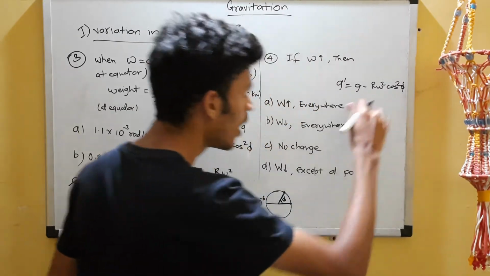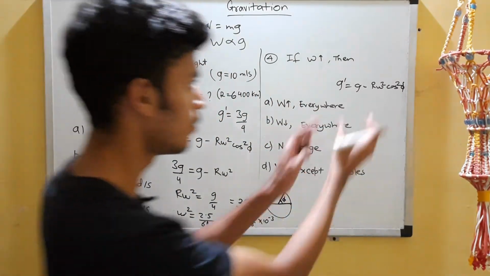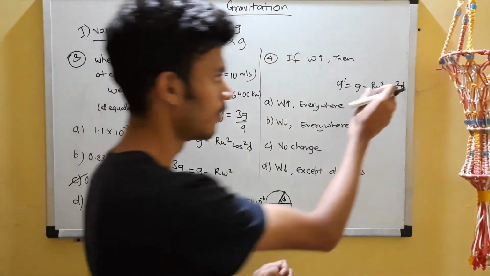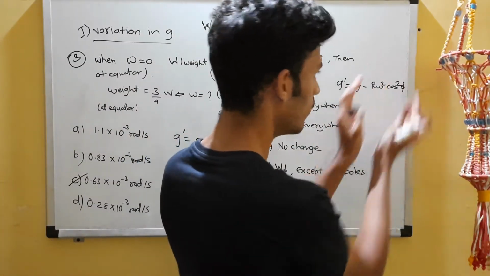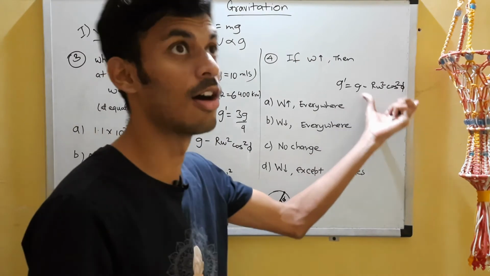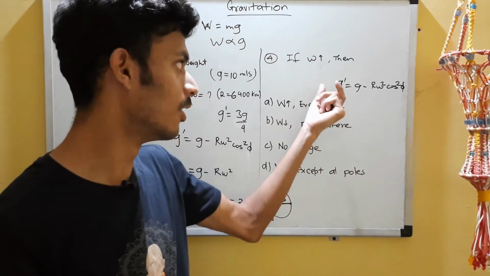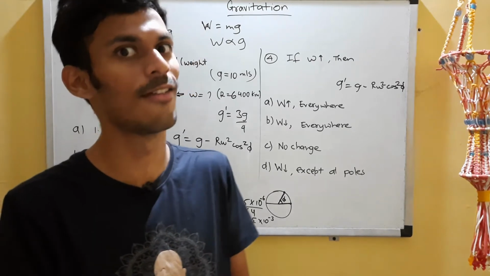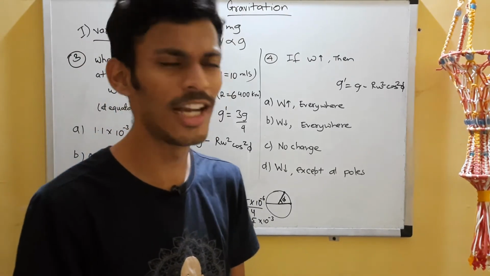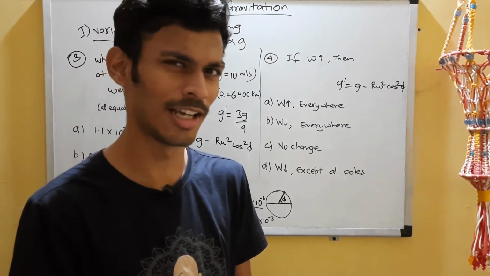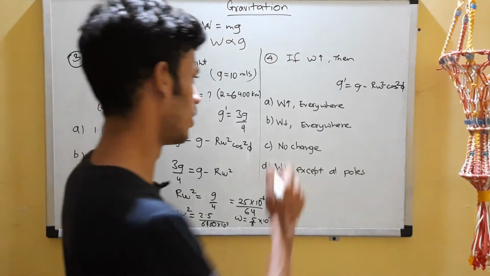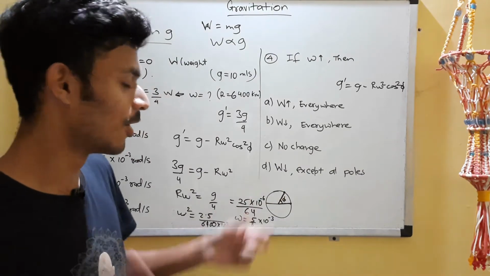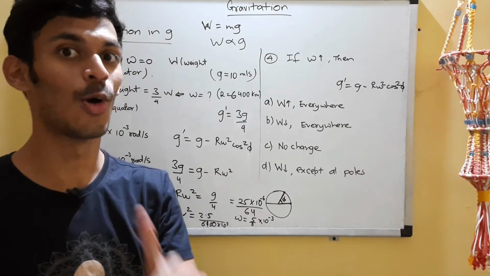So if omega increases over here, this term will increase, so g minus a bigger term. So the effective gravity is decreasing, effective weight is decreasing. So weight will decrease, and it should decrease everywhere. So I think option B should be correct. Actually, no. The weight will of course decrease, but not at the poles.